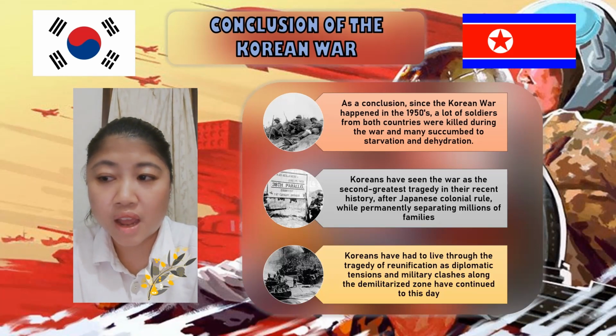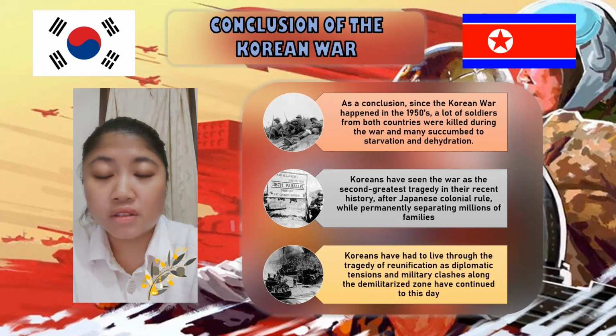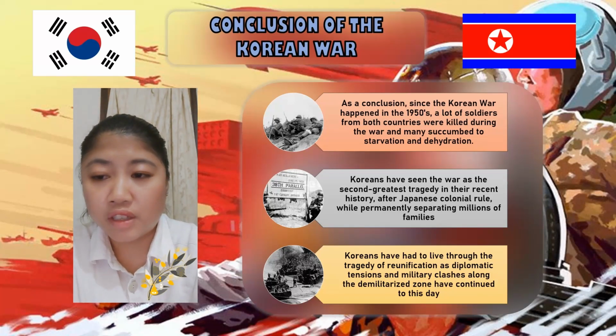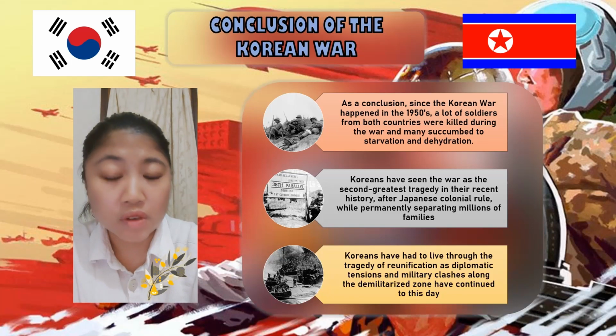Since then, Koreans have seen the war as the second greatest tragedy in their recent histories, after Japanese colonial rule. Not only did it cause devastation and 3 million deaths, it also confirmed the division of a homogeneous society after 13 centuries of unity, while permanently separating millions of families.